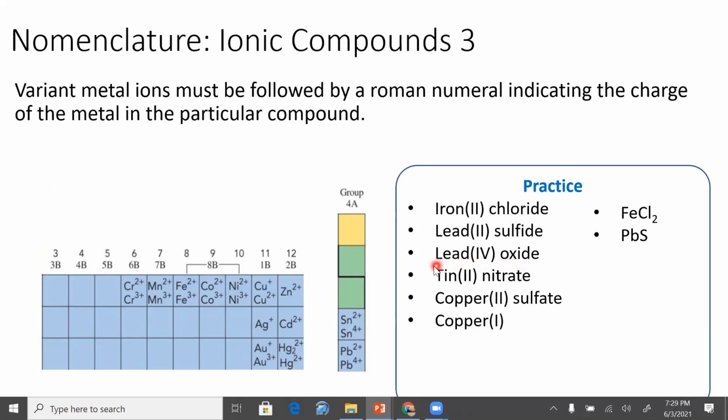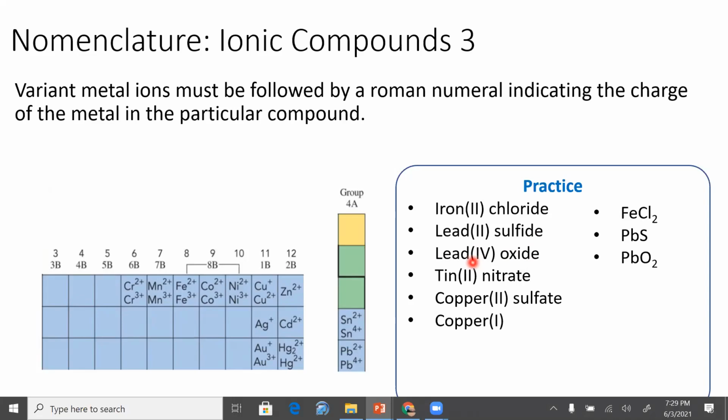All right, how about lead 4 oxide? Well, this kind of gives us everything we need to know about the lead. Pb +4. Got to look up what oxide is. Crisscross, and for ionic compounds, we want those subscripts to be the simplest ratio. What do you think lead 4 oxide is? Good. +4 -2 gets simplified. PbO2. Good.